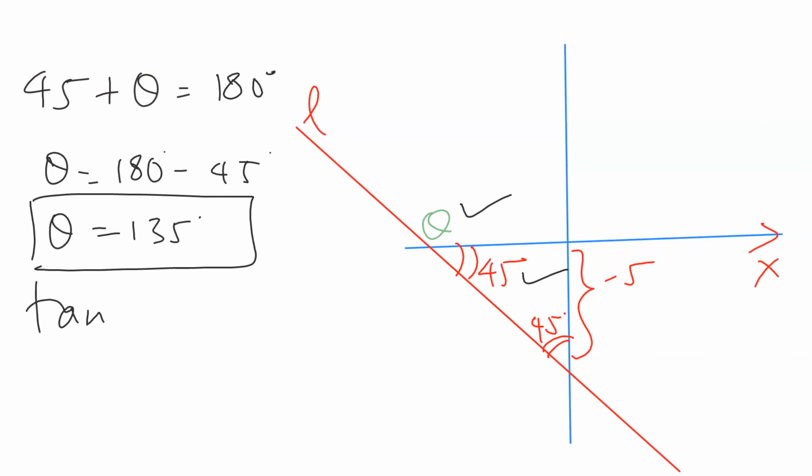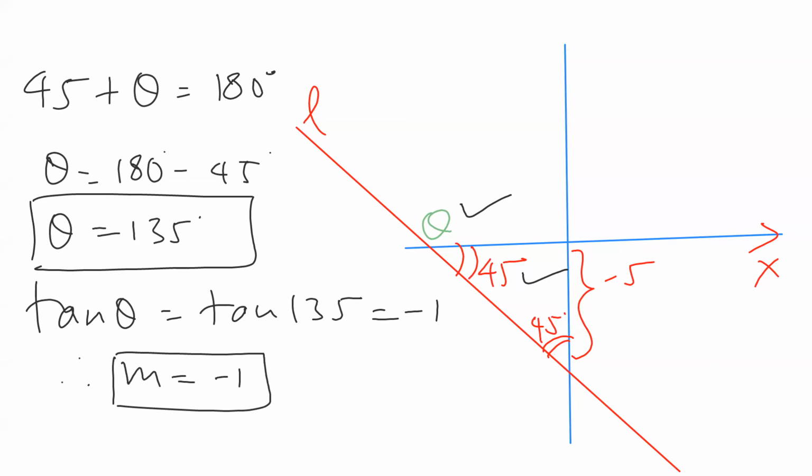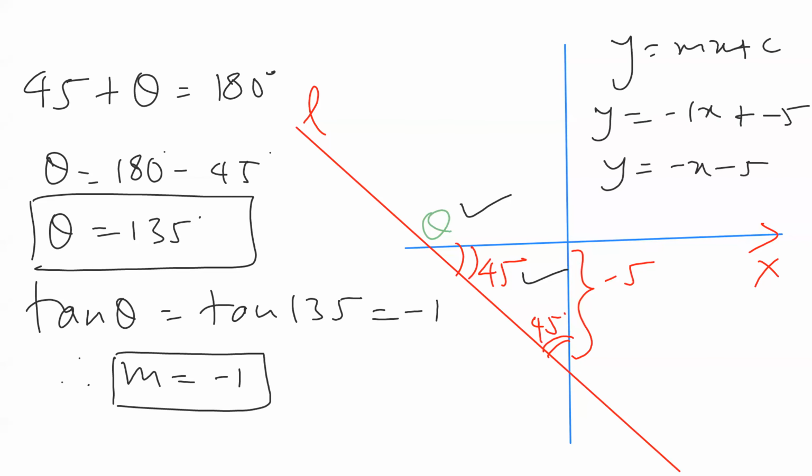Okay, so tan theta will be tan 135. Now, if you solve tan 135 using a calculator, you will get -1. Therefore, since m is tan theta, m is equal to -1. So in the second case, the second solution, looking at this particular diagram, y is equal to mx plus c is the required equation of the line. So y is equal to -1x plus c. The y-intercept is fixed, that is -5. So y is equal to -x minus 5. So this is the second possibility.